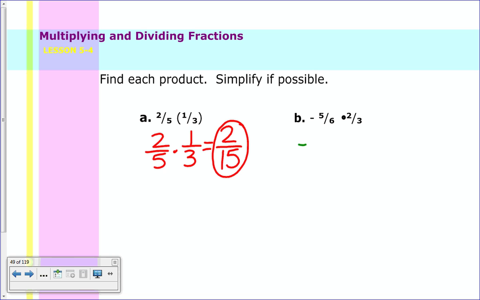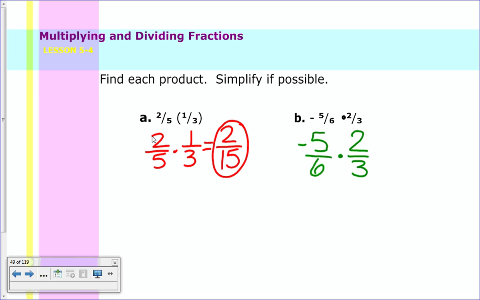We have -5/6, and then we're timesing it by 2/3. And again, this negative sign I assign to that 5. So we have -5 over +6. There's a reason I'm having you do it that way. So go ahead, pause me now.